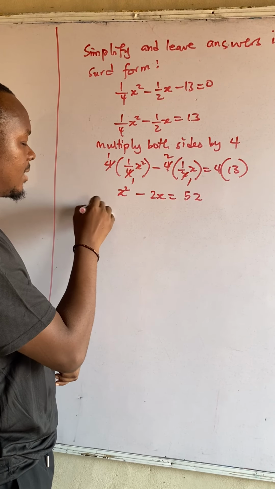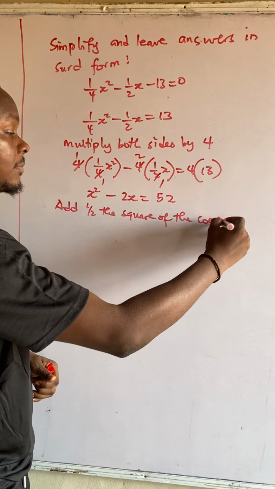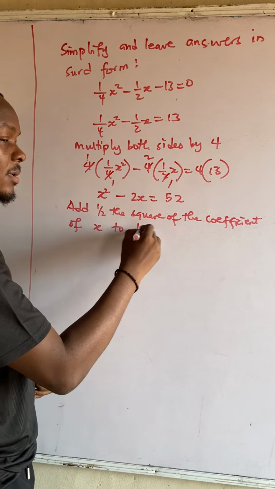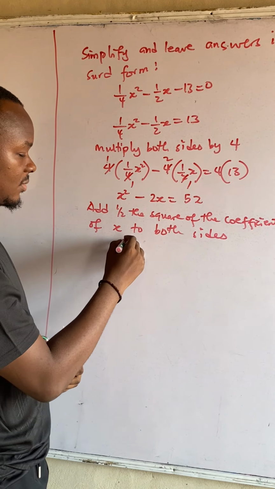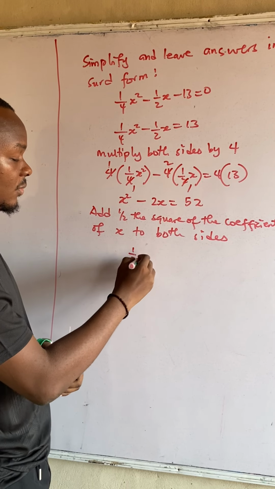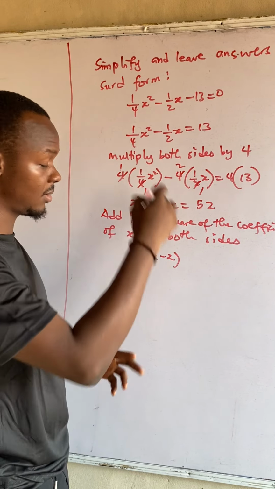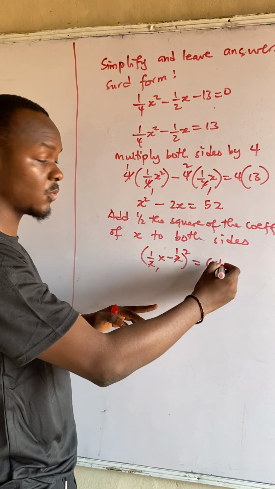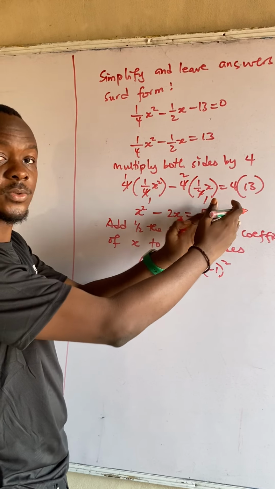Then the next thing is to add half the square of the coefficient of x to both sides. So we'll have 1 over 2 times minus 2. Minus 2 is the coefficient of x. So 2 here, 1, 2 here, 1. So it will be minus 1 squared. So this is what we're going to add to this side and also to this side.